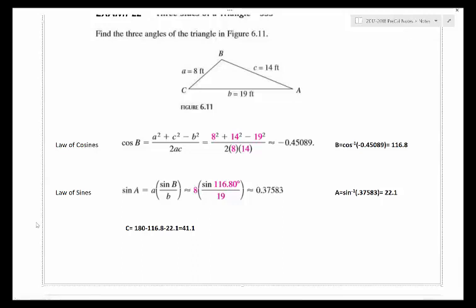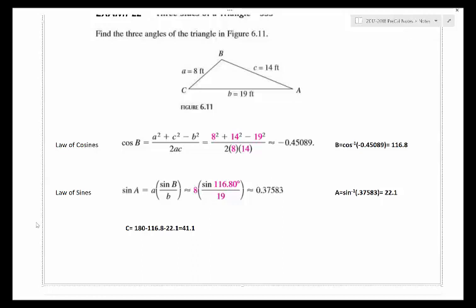Now, if you were just wanting to punish yourself, you could use law of cosines. If you were wanting to punish yourself, you could use law of sines. But basic logic tells you don't work harder than you have to. So take your 2 angles, because you know the angles of a triangle add up to equal 180. 180 minus 116.8 minus 22.1 gives you 41.1, and that's your answer for angle C.